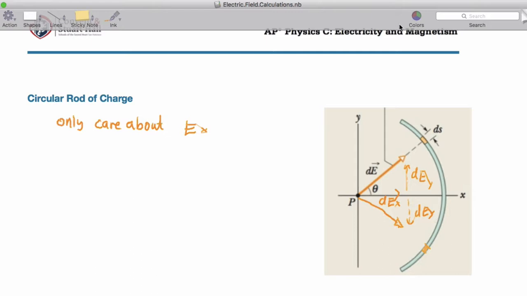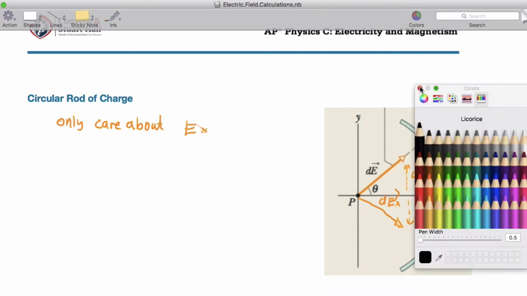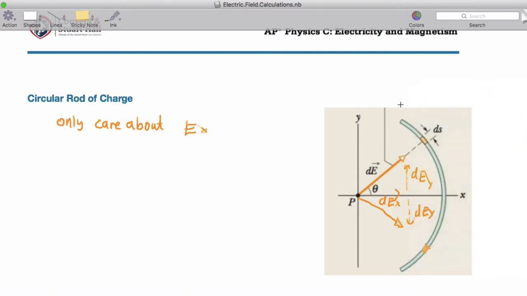So let's go ahead, and I'm going to be a little bit more direct here when I set up my integral. So the first thing is, let's notice for every single hunk of this ring as we go around the ring, we're going to be integrating. This angle here is actually negative theta. So we're going to integrate from negative theta to positive theta.